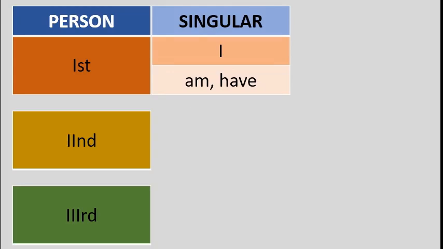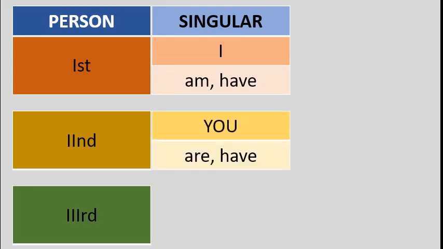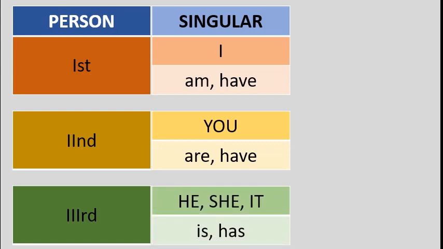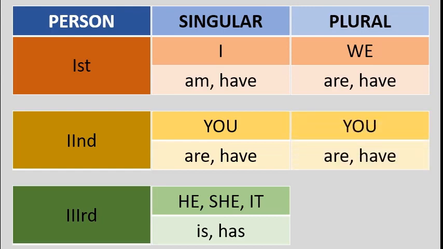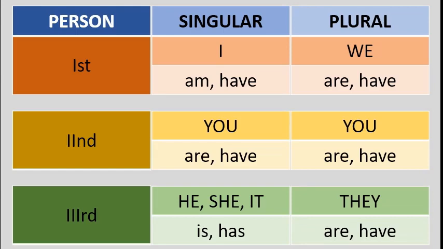I is first person singular. You is second person singular. He, she or it are third person singular. We is first person plural. You is second person plural. They is third person plural.